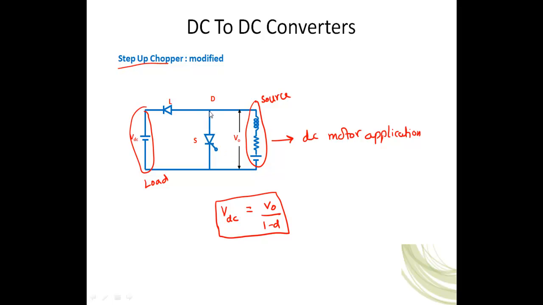That means when the switch is turned on, the energy will be stored in the inductor, and when the switch is off, then the motor and the energy stored in the armature inductance both will supply energy to the load like this. So that's the operation generally. We'll see the remaining things in the next video.